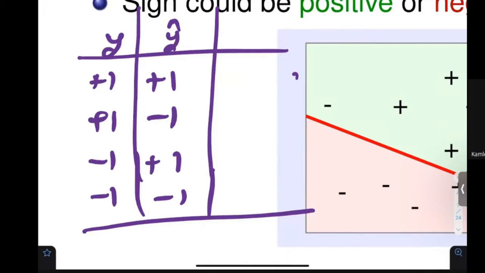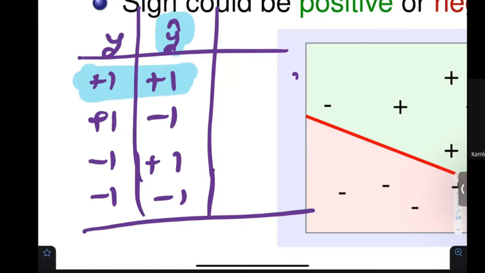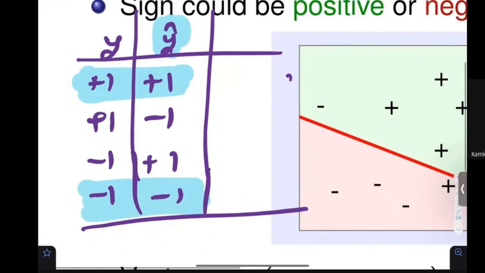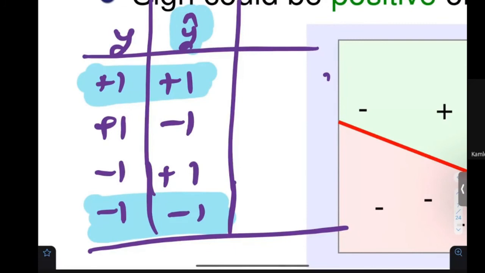Y hat means what my model is telling. Y means what is the actual thing. If the item is positive and my model is also telling positive, I'm happy, I don't have any problem. If the item is negative and my model is also telling negative, I'm happy, no problem. And let me tell you that my algorithm was this: for the misclassified examples, I am going to change. So I'm not changing the parameter when these cases are arising. Make sense?